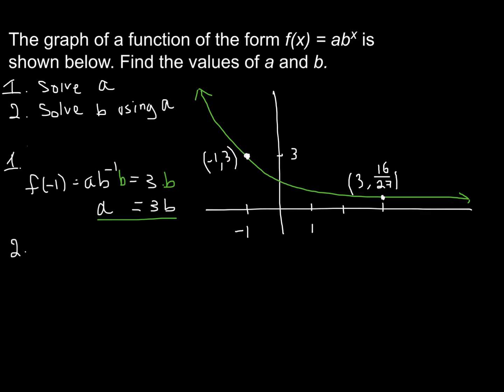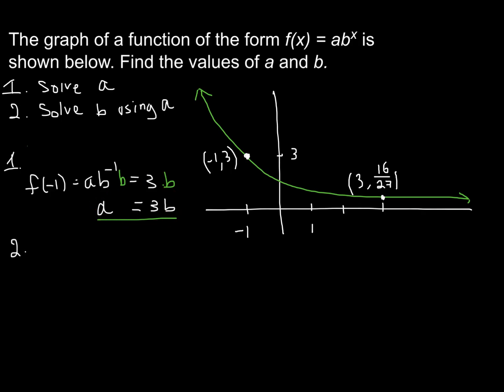We'll plug it in. So when x is -1, I have a times b to the -1, and that's going to equal 3. And what I'm trying to do is solve for a. So I've written in green here, I'm going to multiply by b on both sides because b to the -1 times b to the +1 is b to the 0, and b to the 0 is 1. So I have a alone on the left, and on the right side I have 3 times b. So here I've solved for a.